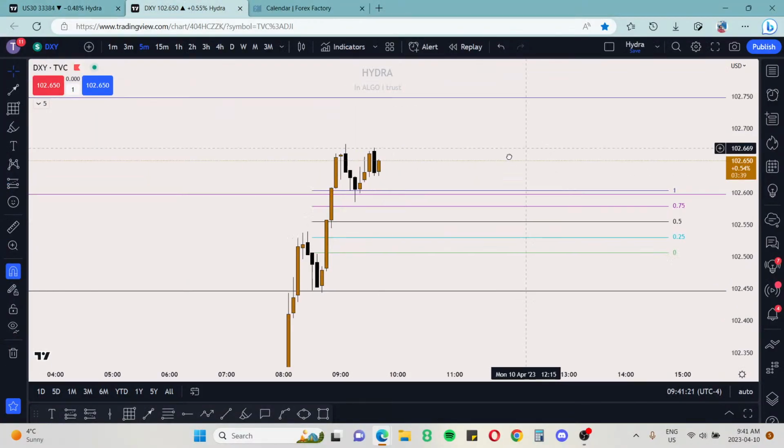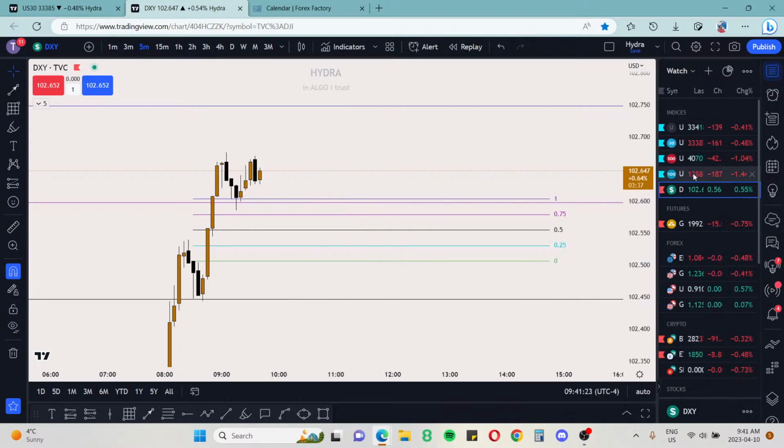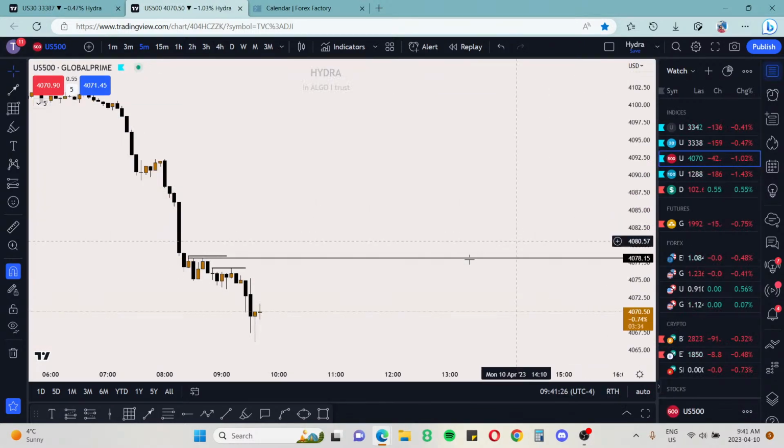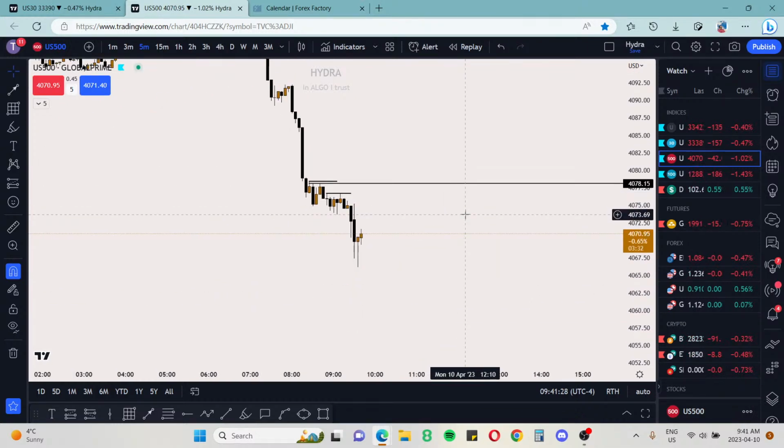So let's go on to the dollar. The other pairs, US 100 and US 500, are very nice today, right?